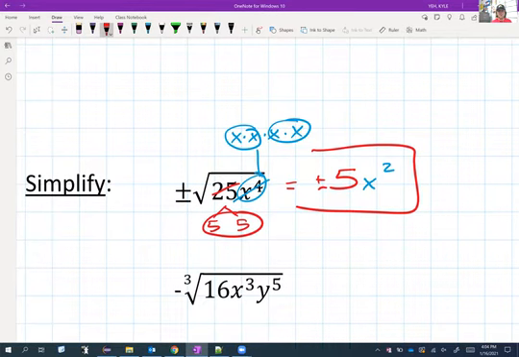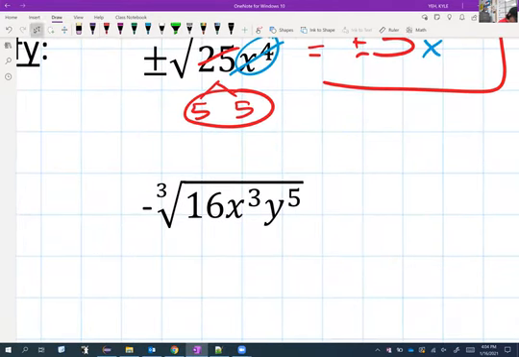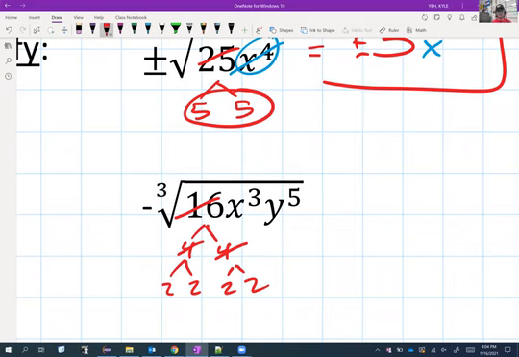How about the next one? The next one is asking not for the principal root, but for the negative root, the negative cube root of 16x to the third y to the fifth. Let's start. 16, I'm going to say is 4 times 4. 2 times 2, 2 times 2. Broken it down as far as I could go. I am looking for groups of 3.